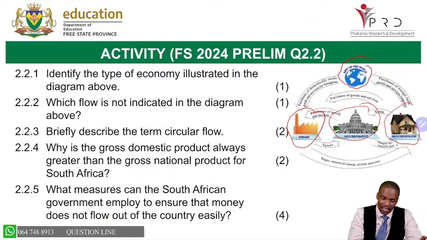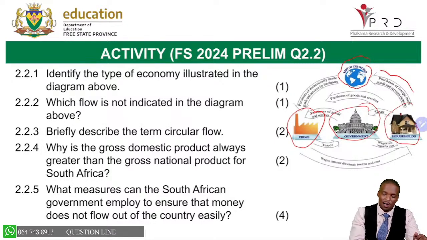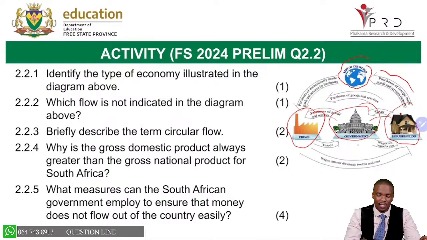So we see a line from the rest of the world coming here where there's purchases. That means there's spending. And we also see households going to the rest of the world purchasing. Again, it's spending. We see taxes from households to the government. We also see taxes from firms to the government.